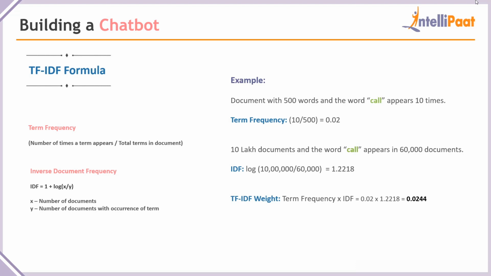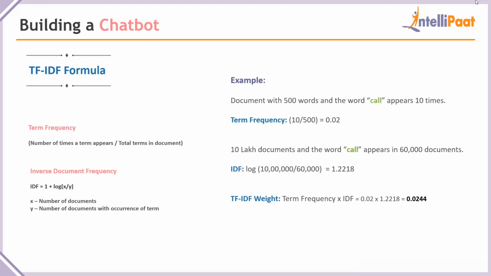And then if you have to talk about IDF, consider this. Let's say there are 10 lakh documents out there, and the word call appears in just 60,000 of these 10 lakh documents. Now to find the inverse document frequency, as I just mentioned, we take the 10 lakh, which is the total number of documents, and divide it by the number of documents where we have the term we require.